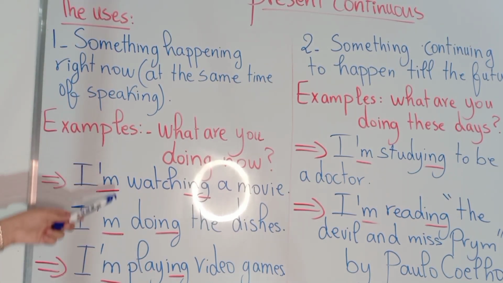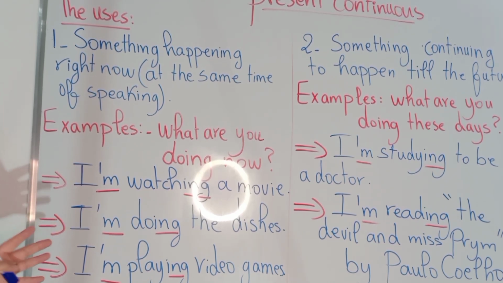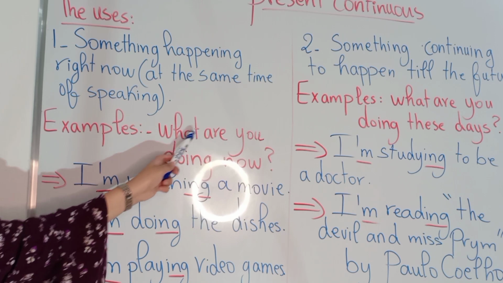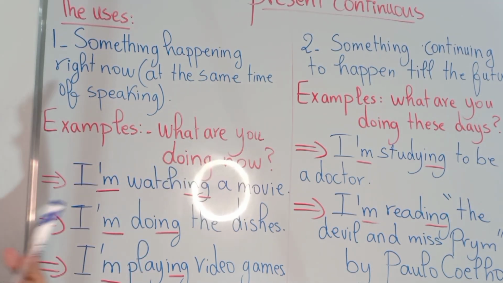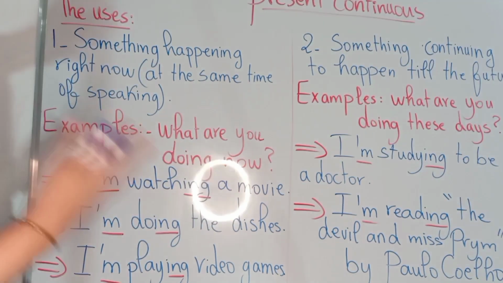Okay, here we have 3 examples. One of the most common questions that we can ask someone is, what are you doing now? So let me ask you, what are you doing now? You can say, I'm watching YouTube videos, or I'm watching the present continuous videos. So you're answering me, and at the same time, you're telling me what you're doing.